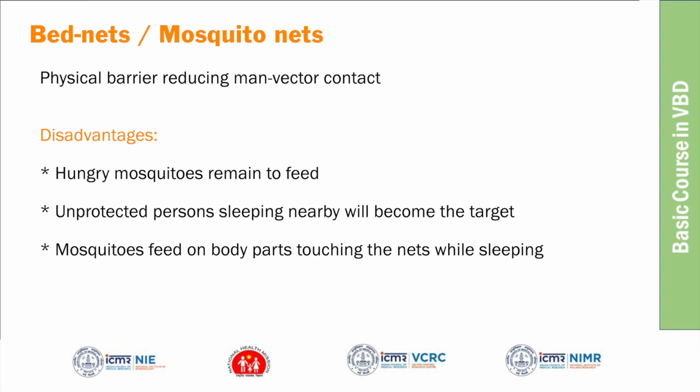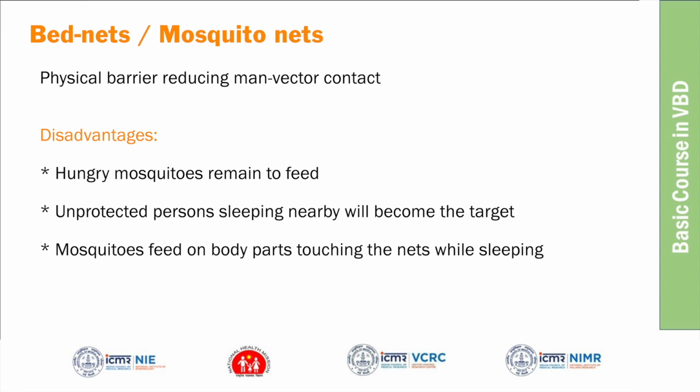The other method is the long-lasting insecticide net, but I start with the bed net and mosquito net. What is the difference between the ordinary mosquito net, the insecticide treated net, and the long-lasting insecticide net? These are the three things. You will start with bed nets. These bed nets or mosquito nets act as a physical barrier. They reduce the man-vector contact, that means preventing the mosquito from biting.